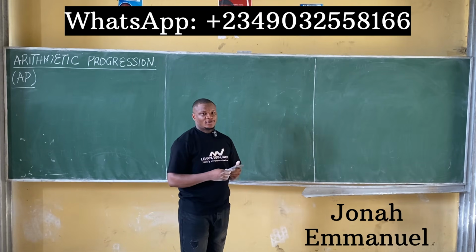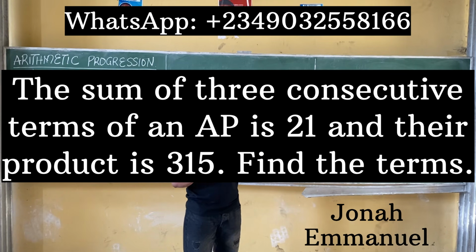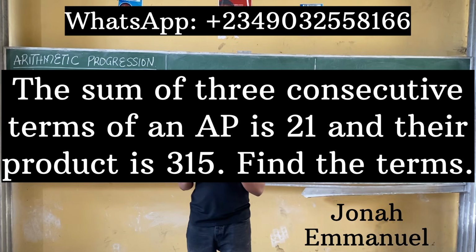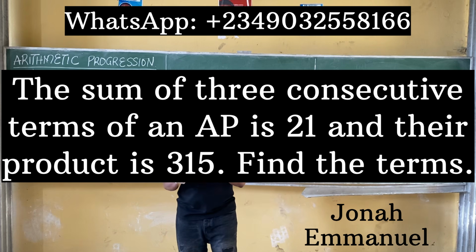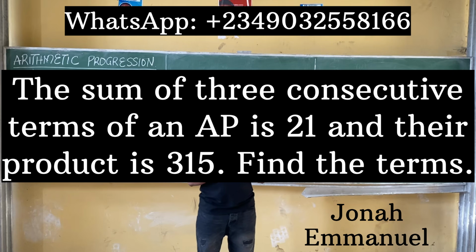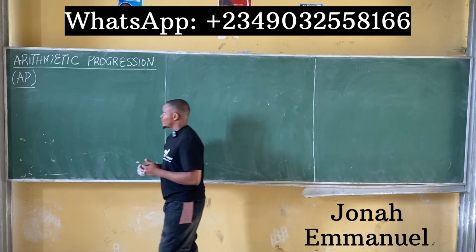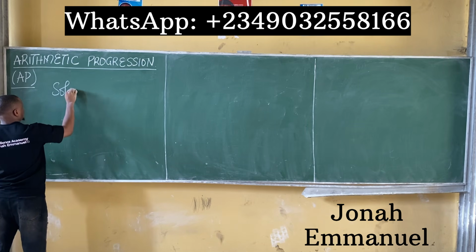Let's look at this question on AP. The question here says the sum of three consecutive terms of an AP is 21 and their product is 315. Find the terms. That's the question there. So how do we solve this question? Solution.